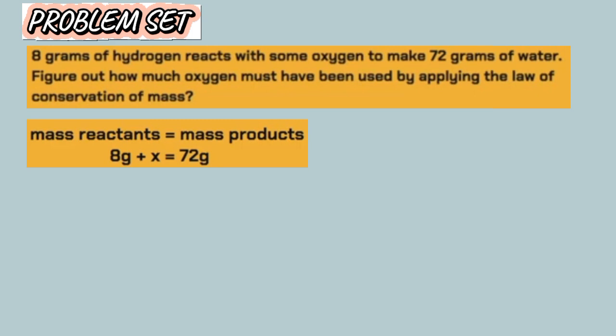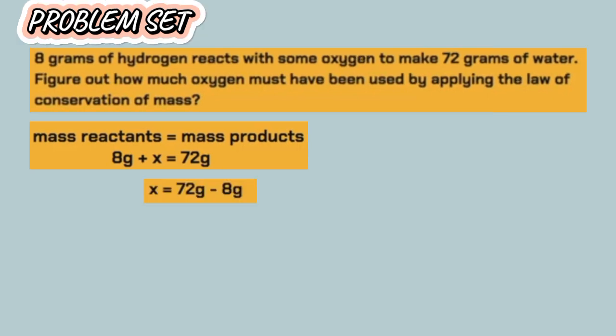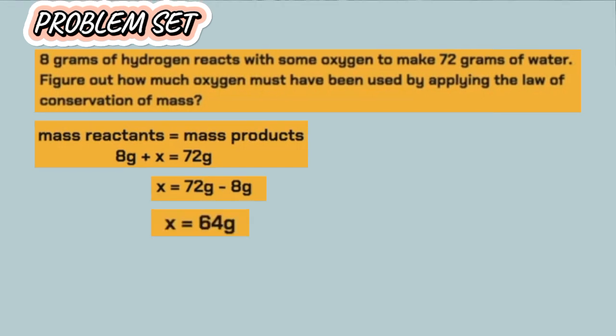So for this problem, we write 8 grams, the mass of hydrogen given by the problem, plus X, the mass of oxygen needed, equals 72 grams of water, as provided by our problem, and we try to solve for X. So by subtracting 8 grams from both sides of the equation, we get 64 grams.